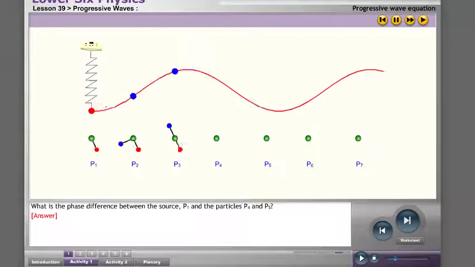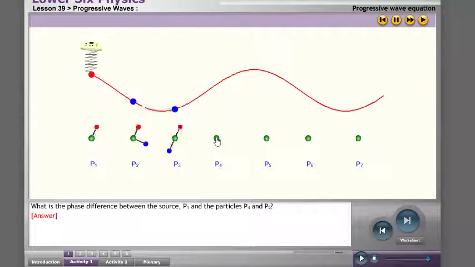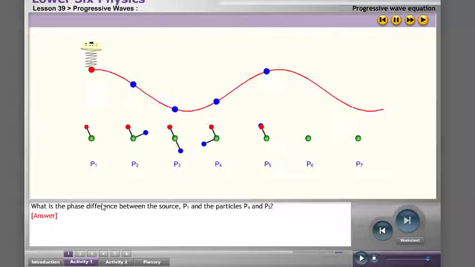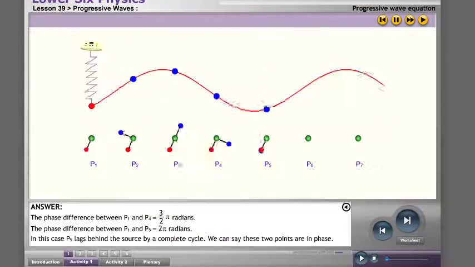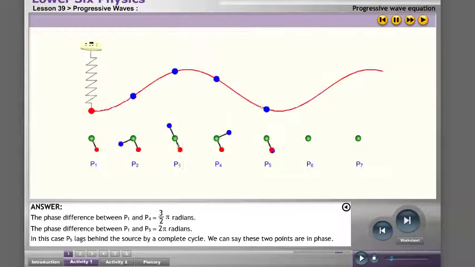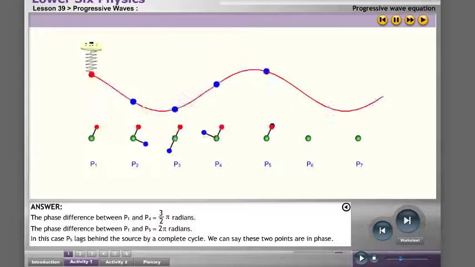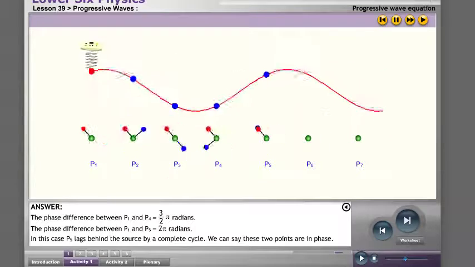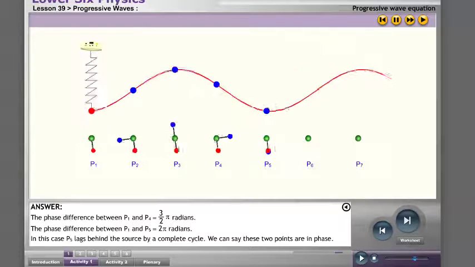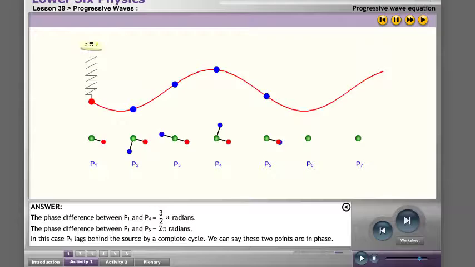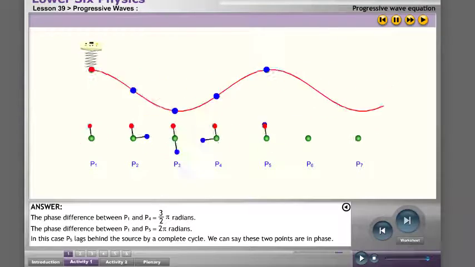What is the phase difference between the source P1 and the particles P4 and P5? Answer: the phase difference between P1 and P4 equals 3 over 2 pi radians. The phase difference between P1 and P5 equals 2 pi radians. In this case, P5 lags behind the source by a complete cycle. We can say these 2 points are in phase.